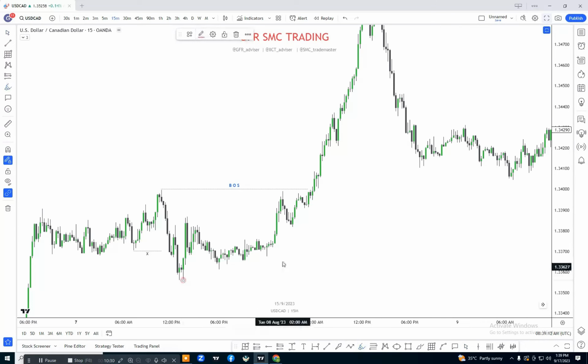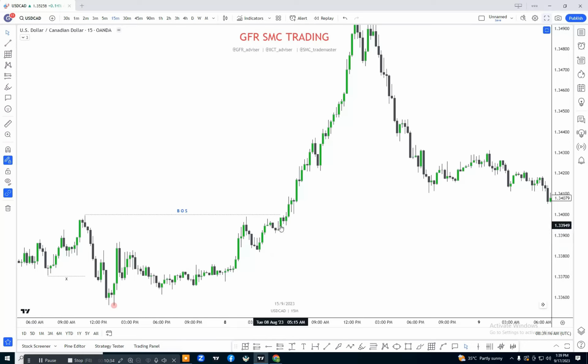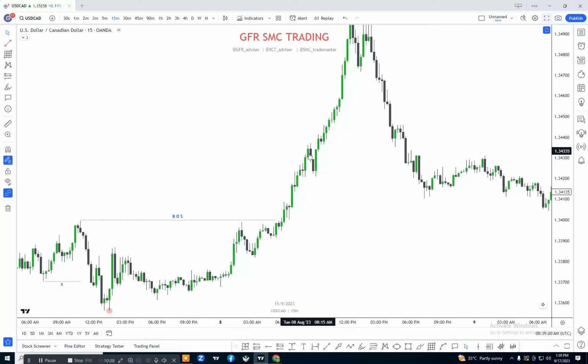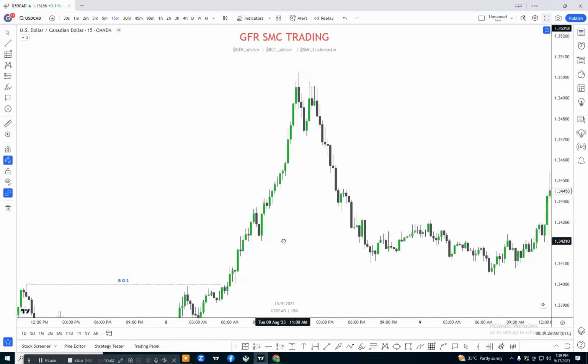This was our last low. Now we need to confirm our high. Our high will be confirmed after the inducement. Like this high was the inducement but was not taken out. This high was the inducement but was not taken out from the market.